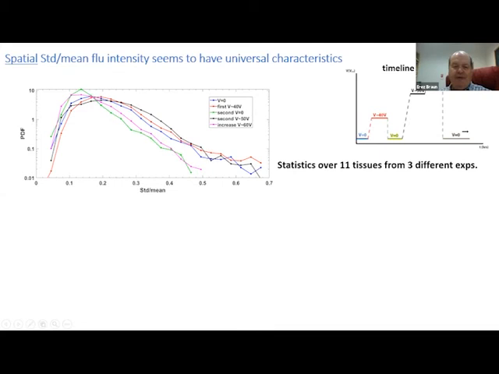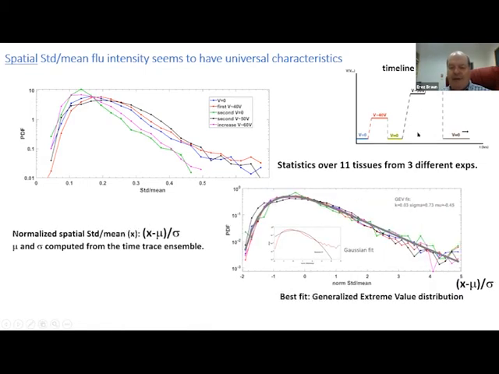You see different distributions. This is a half-log scale. And you see immediately that it's a skewed distribution. It's not Gaussian. And what is really interesting, but I don't have much time to go into it, is that if you take all these distributions and you normalize them, let me explain the normalization because it's a little bit tricky. Standard deviation over mean, it's a number at a given time point. It's just a number.